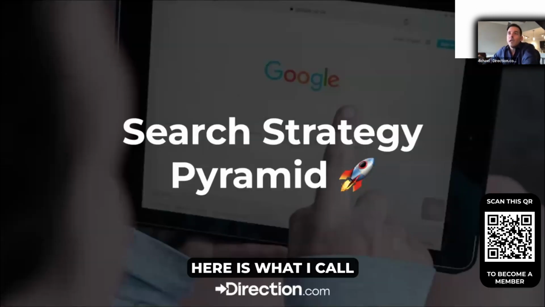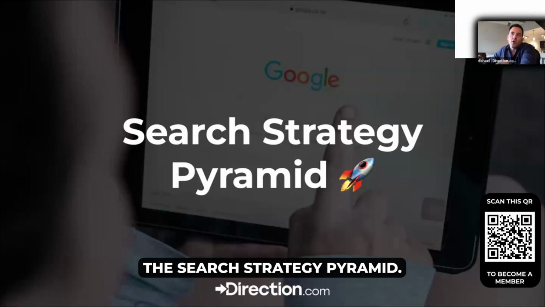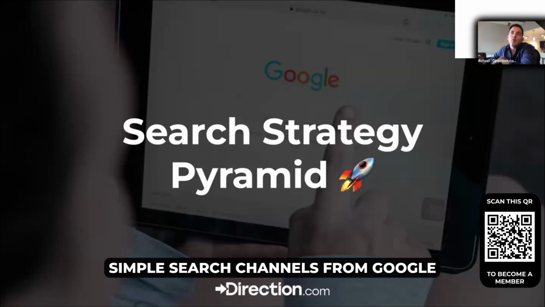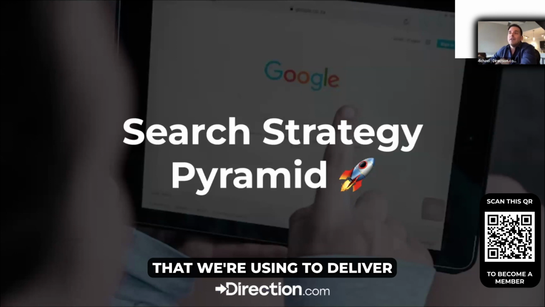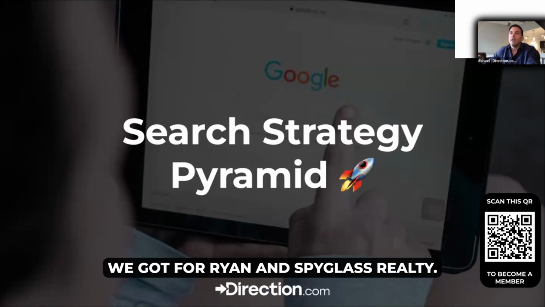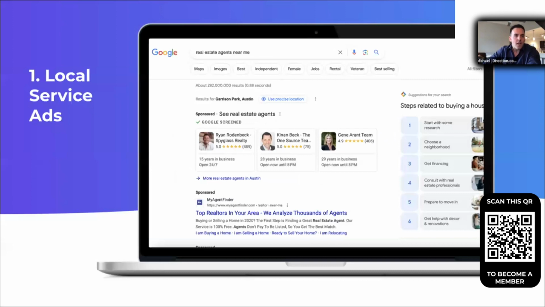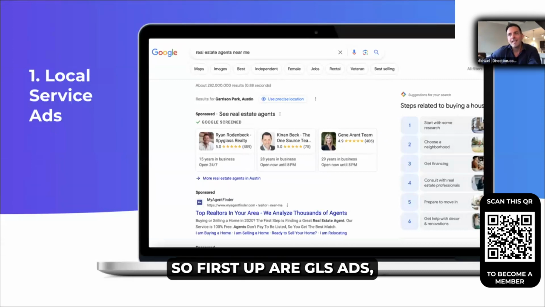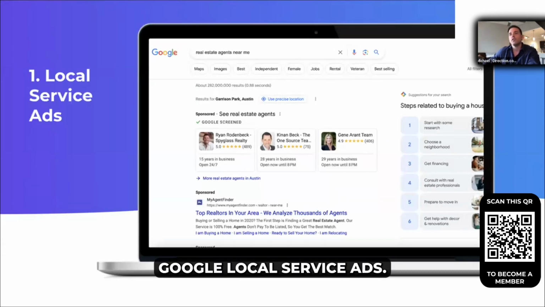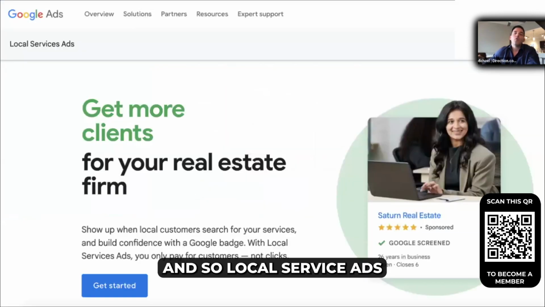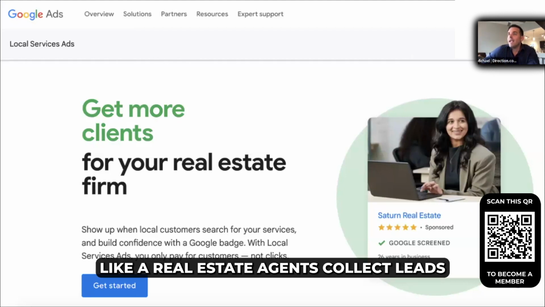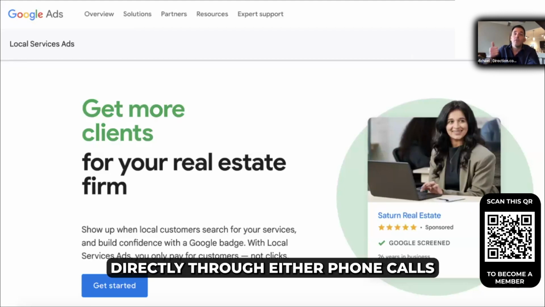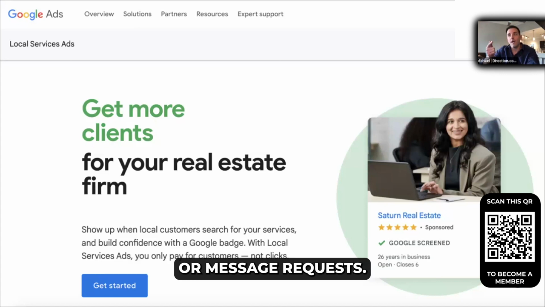So what we're going to cover now is what I call the search strategy pyramid. And these are 3 simple search channels from Google that we're using to deliver the kind of results we got for Ryan and Spyglass Realty. So first up are LSA ads, also known as Google Local Service Ads. Local service ads are paid ads that help local services, like brokers, like real estate agents, collect leads directly through either phone calls or message requests.